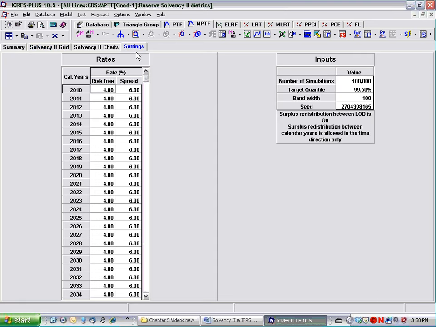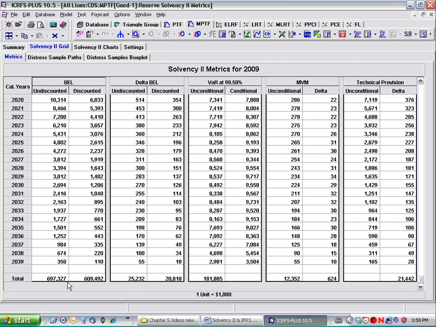Let's look at our settings. We're using risk-free rate of 4%. The difference, 609 and 697, which is about just under 90 million, is equal to the market value margin plus the SCR. So really, if a company was using an internal ICFRS Plus model for these 6 LRBs, as a result of having risk diversification credit, these lines are essentially non-correlated.